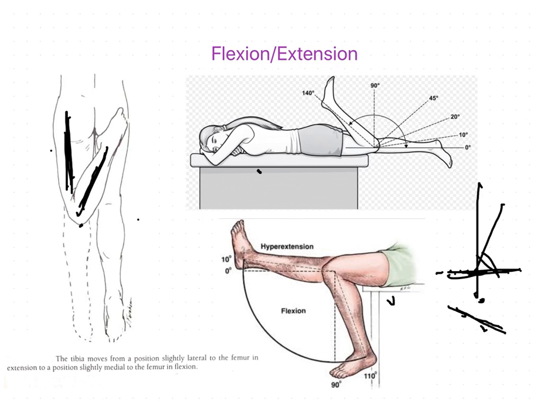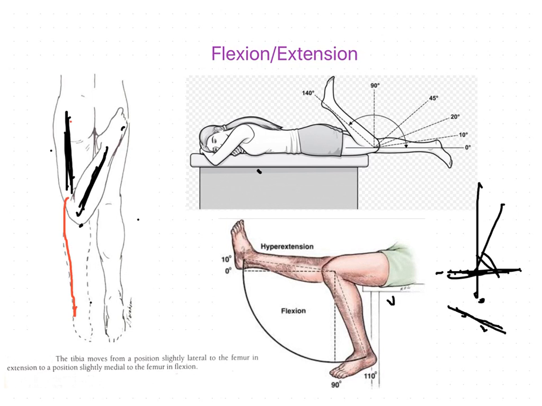Okay, and if the same limb is in extension, then what will happen? Here the tibia will be present somewhat lateral to the femur. So this is the position of the tibia with the femur because of this obliquity of the axis.